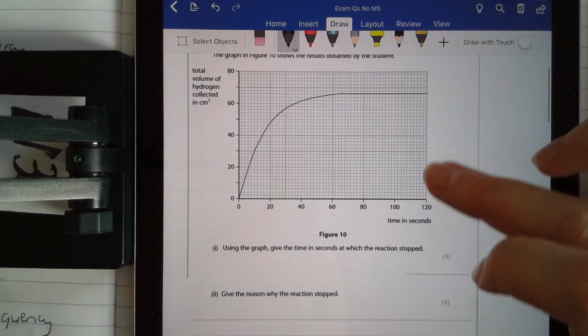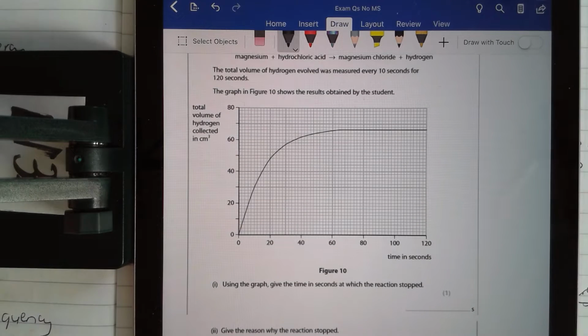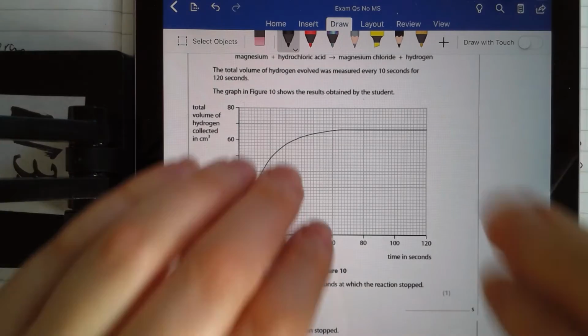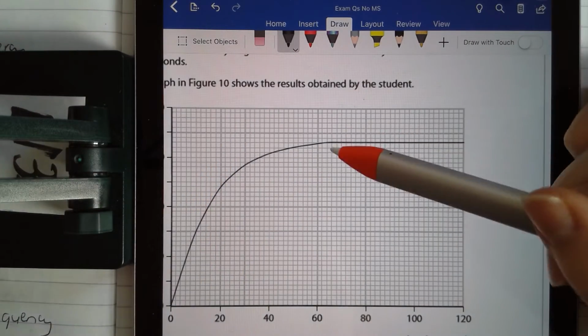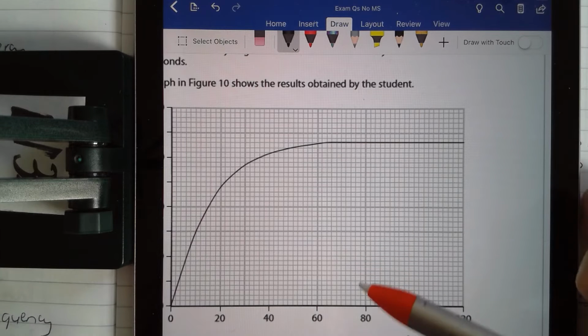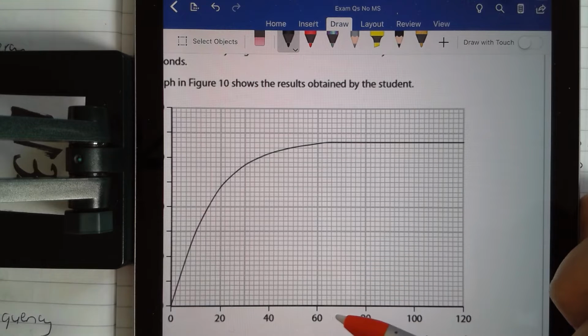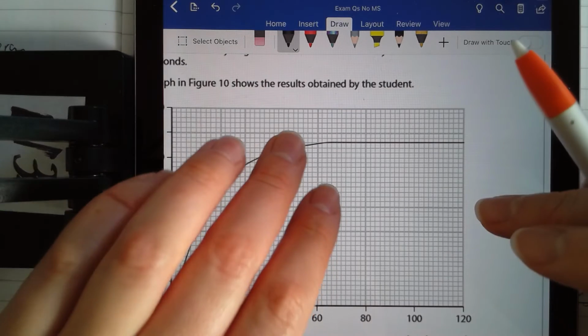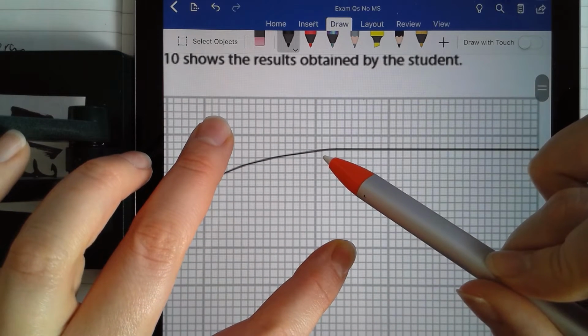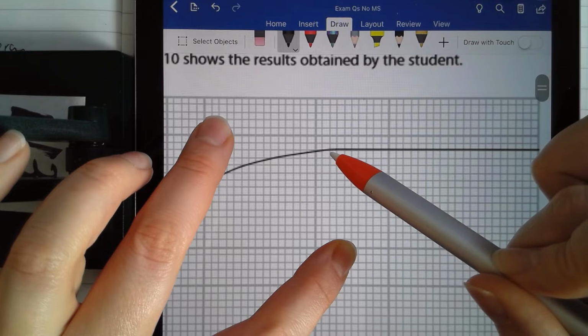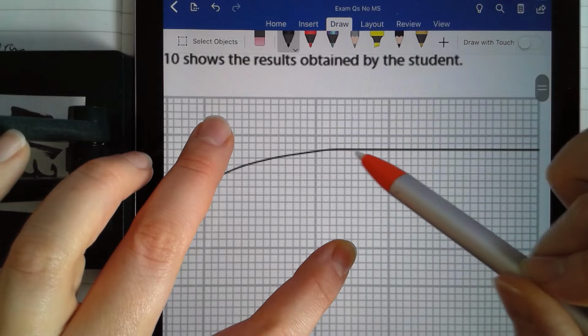Using the graph, give the time in seconds at which the reaction stops. So the reaction stops where it starts to level out. And you do need to be quite precise with this. I need to get exactly the right moment that this graph starts to level out. So if I look at my x-axis, each box I'm going up in 2. So I'm going 62, 64, 66, 68, etc. And if you zoom right in, you will see that it's still increasing at 60. And it's kind of 62, 64, I would say it's finally stopped increasing. There's no increase. It's dead straight from 64 on.